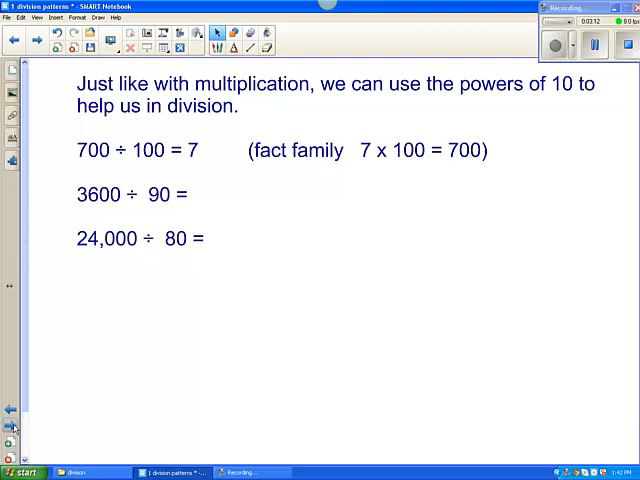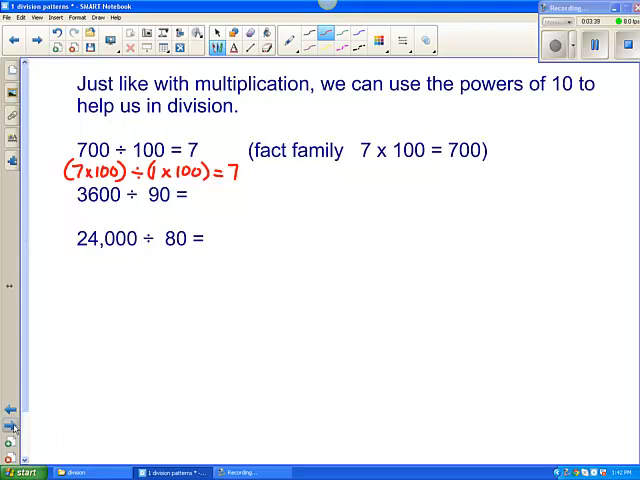Just like multiplication, we can use the powers of 10 to help us in division. For our first example, we're going to think of the fact family 7 times 100 is 700. Let's break 700 into 7 times 100 and 1 times 100. 7 divided by 1 is 7, and 100 divided by 100 is 1. Therefore, 7 times 1 is 7.